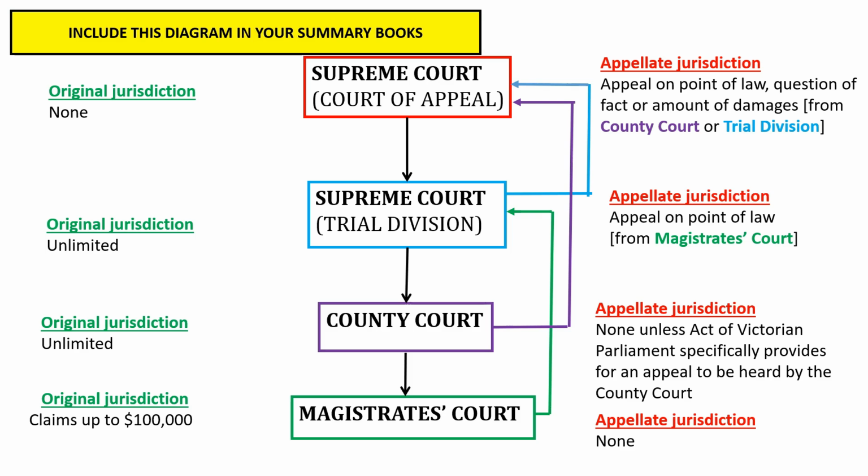For example, the plaintiff might appeal to the Court of Appeal from a decision of the County Court or the Trial Division to award a particular amount of damages to the plaintiff, where the plaintiff thinks that amount of damages is too low. Conversely, the defendant might appeal to the Court of Appeal from a decision of the County Court or the Trial Division to award a particular amount of damages to the plaintiff, where the defendant thinks that amount of damages is too high.